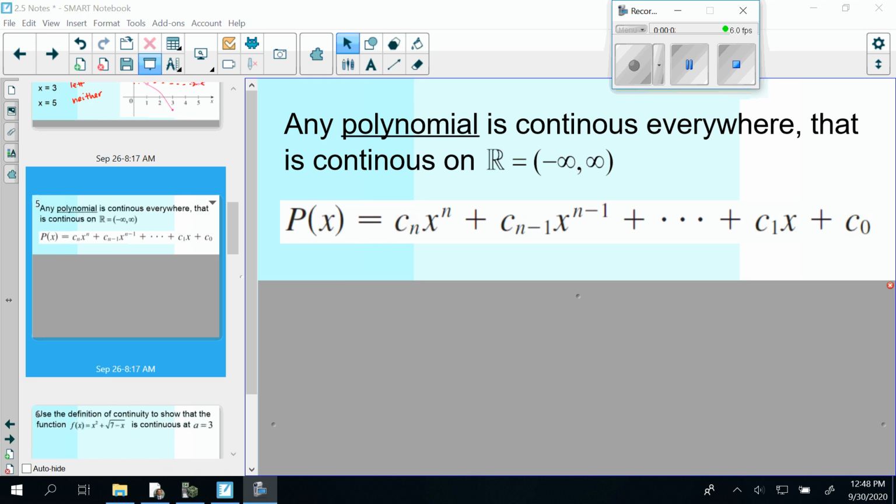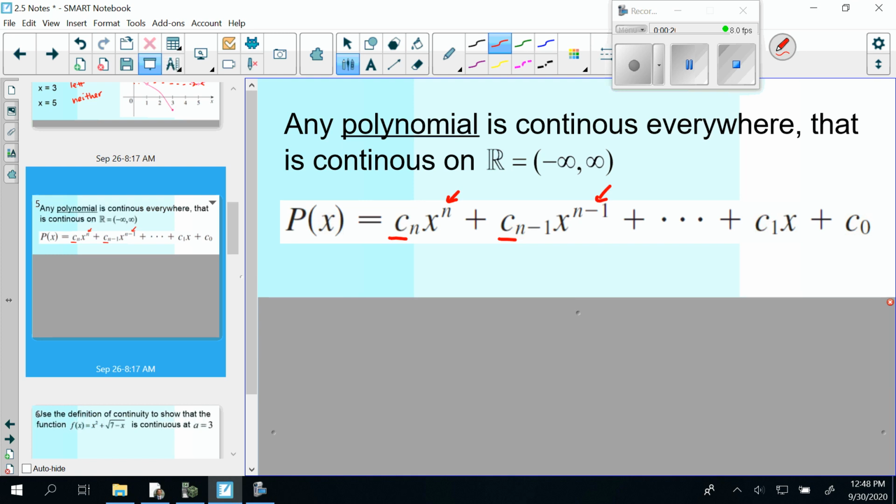Polynomial functions are continuous everywhere on their domain. So if you have some type of polynomial where you've got those coefficient numbers in front of variables to different degrees or powers, those are always going to be continuous everywhere.